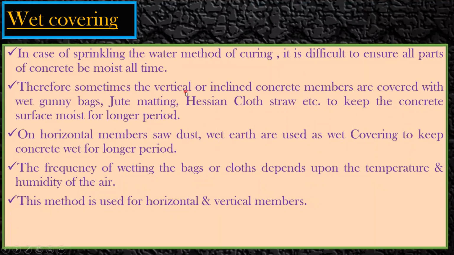Therefore, sometimes the vertical or inclined concrete members are covered with the help of gunny bags or jute matting, also called hessian cloth, to keep the concrete surface moist for a longer period of time. On horizontal members, sawdust and wet earth are used as a wet covering to keep the concrete wet for a longer period of time. The frequency of wetting the bags or cloth depends upon the temperature and the humidity of the air. This method is used especially for the horizontal and for the vertical members.